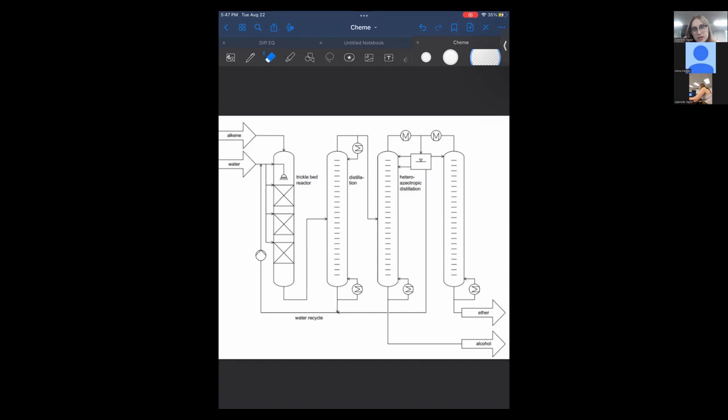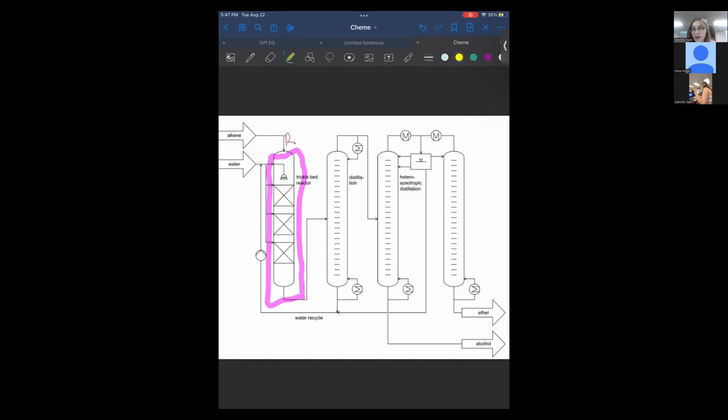So when we're looking at this, we see that we have an alkene and water coming in, and then water coming into our trickle bed reactor. And then we have some flow leaving that reactor going into our distillation chamber. So let's draw this. So this is our reactor chamber here, right? And so what is coming into this system? What is coming in is our alkene flow. We're going to denote this reactor as R, right?